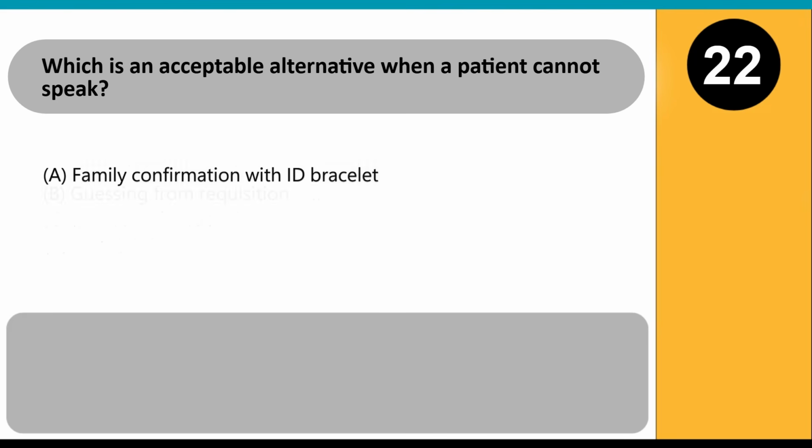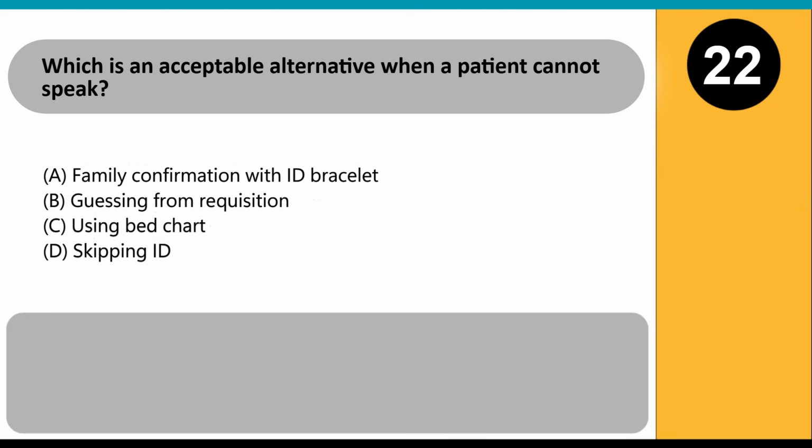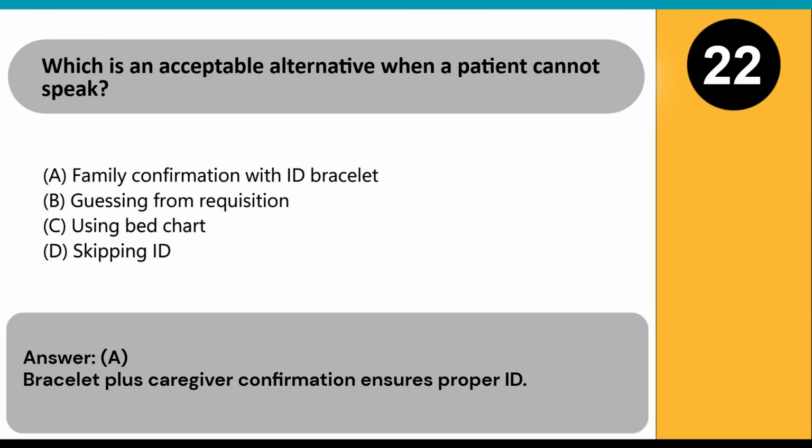Which is an acceptable alternative when a patient cannot speak? A. Family confirmation with ID bracelet. B. Guessing from requisition. C. Using bed chart. D. Skipping ID. Answer A. Bracelet plus caregiver confirmation ensures proper ID.